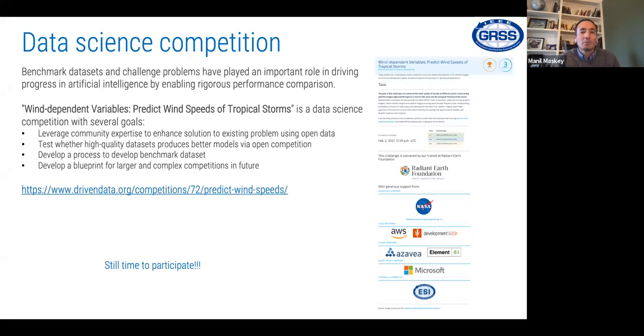So this is the data science competition that's currently being run. This is a partnership between ESI, NASA, and several industry partners and participants. This is trying to understand how we can predict wind speeds by just looking at satellite imagery. And Radiant Earth was the main organizer for this event, and there's still time to participate if you're interested.